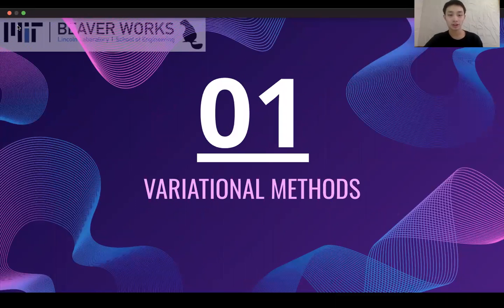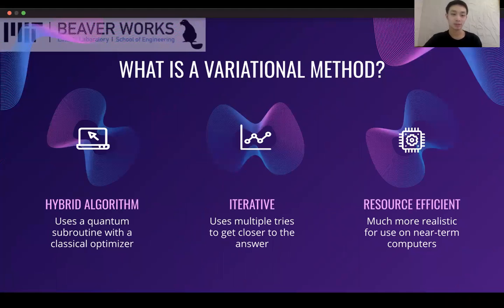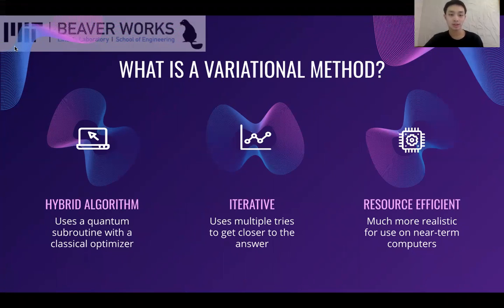First, let's talk about the variational methods, which are used by the algorithms. So what is a variational method? First off, variational methods are hybrid algorithms. This means that they combine two different methods, the quantum subroutine and a classical optimizer in our case, to solve some problem. Variational methods are also iterative, meaning that they use the previous results to get closer to the actual value. Lastly, these methods are much more resource efficient. Since variational methods do not use many qubits and quantum computers do not have many qubits, these types of algorithms are the most realistic option for near-term quantum computers.